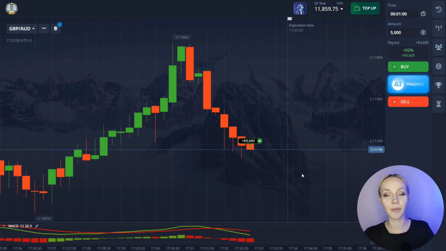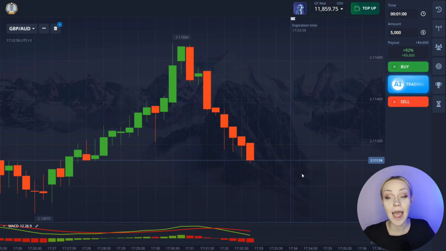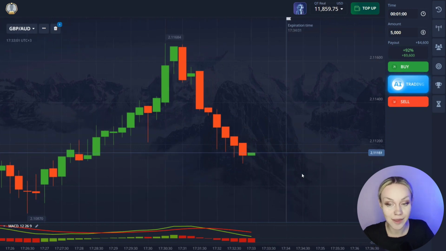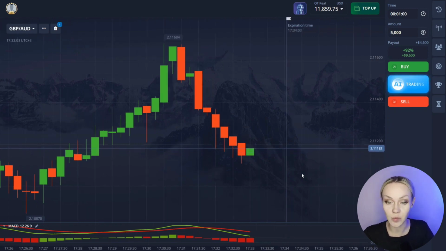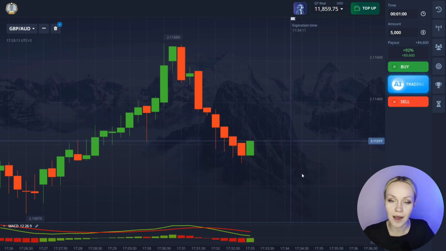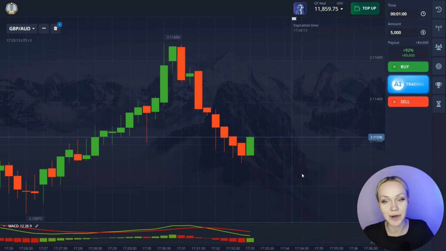Several red candles are forming in a row on the chart and the price is showing a good decline. And we already made a profit here. $11,000 on our deposit, which means that our trading goal for today has been fulfilled. And I suggest we end the trade. I fixed the profit and leave the market.